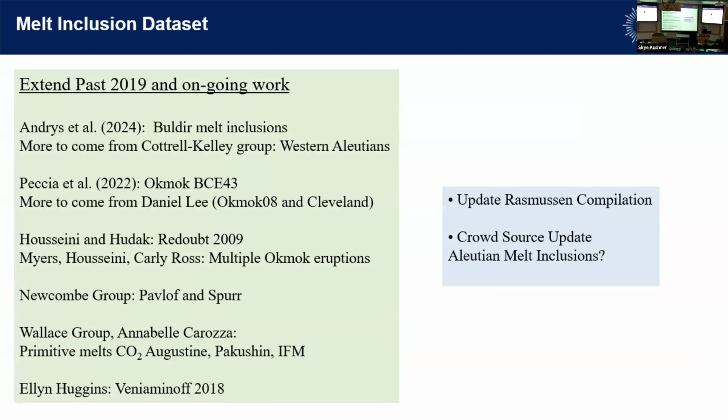We only did up to 2019 because this was our pandemic project, and there's still been a lot of data since then. Most of it, though, I think are people in this room who are actively working on different volcanoes. And so should we redo the compilation? Should we just do it for the Aleutians? Should we crowdsource it? Should we be talking to each other?